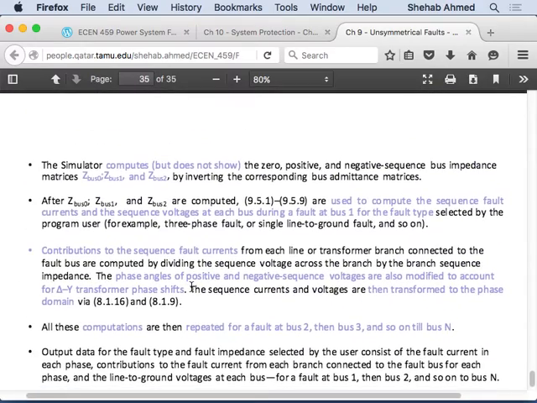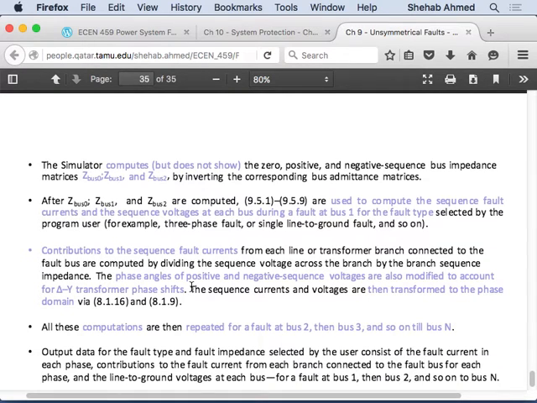PowerWorld is capable of doing everything we did. You can build your PowerWorld example, and it will calculate the three-phase balanced faults, or single line to ground, double line to ground, or line to line. You just tell PowerWorld there's a fault at this bus, choose what type of fault, and it will do the same calculation.